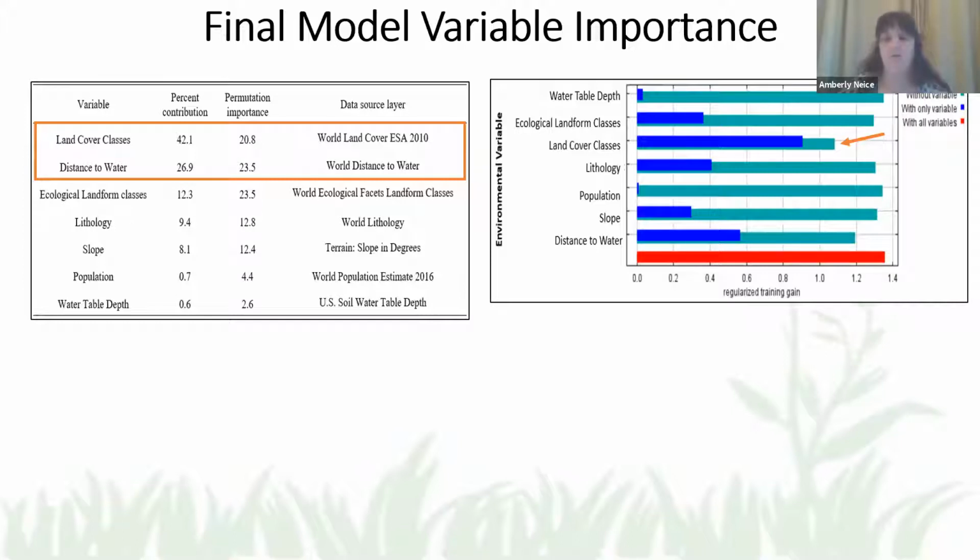The model also produced graphs showing which values and categories of each variable were most predictive and associated with black rail presence. I'll go over some of the more important ones in the next few slides.